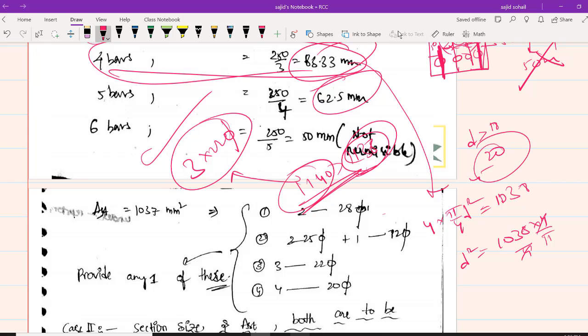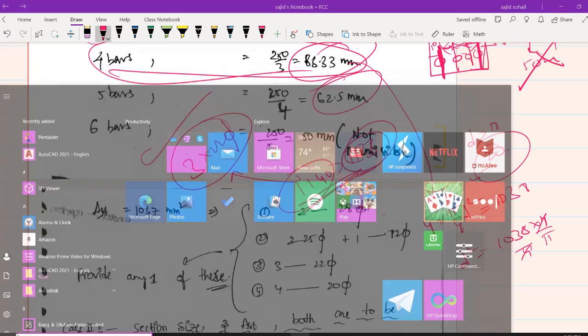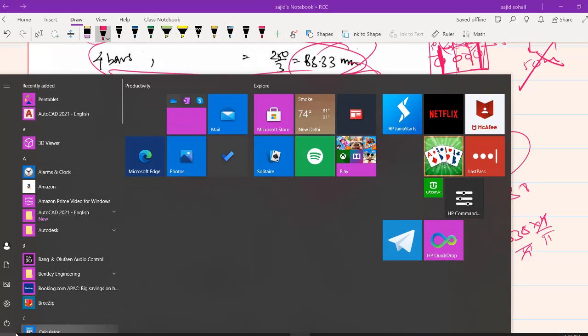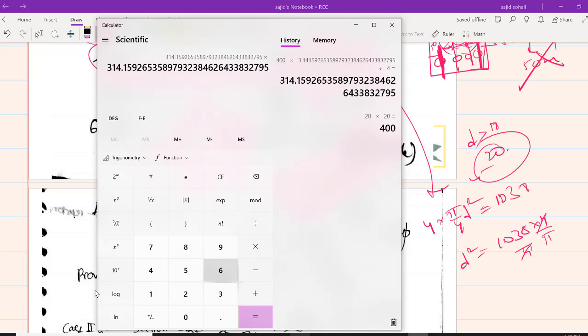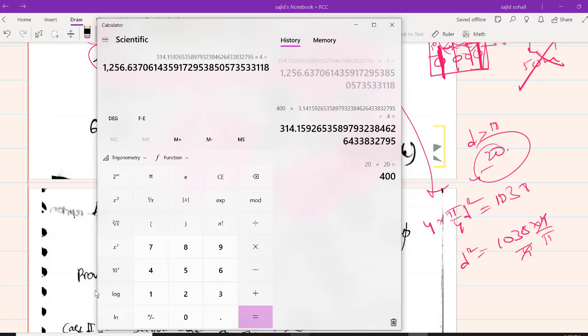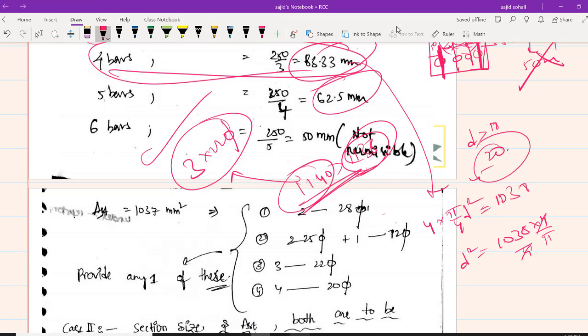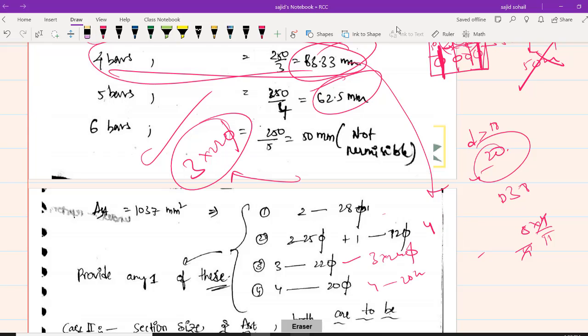4 bars of 20 mm diameter, right? Let us cross check. 20 mm square, which is 20 into 20 into pi divided by 4, right? You are getting area into 4 bars. So I get 1256, which is acceptable. I want something greater than 1038. I got my answer. So I am providing 3 bars of 22 mm, or I can also provide 4 bars of 20 diameter.